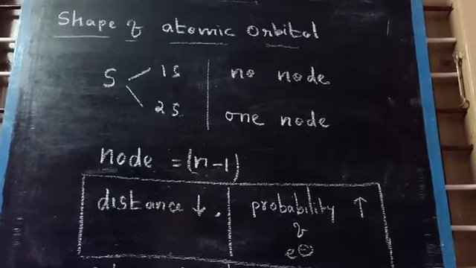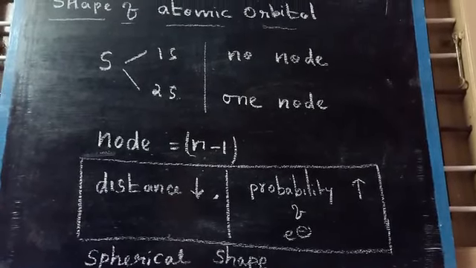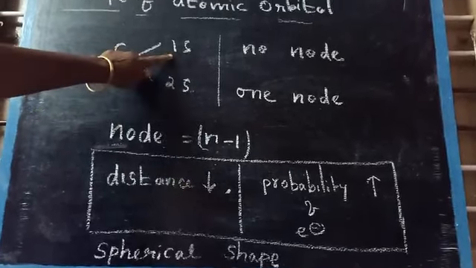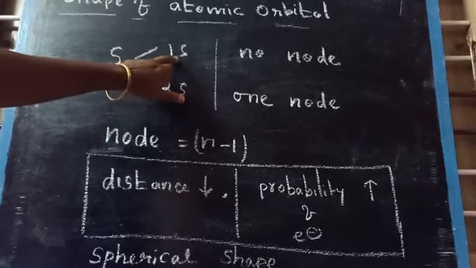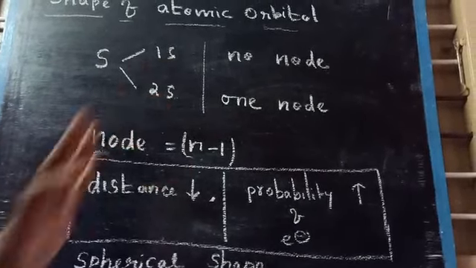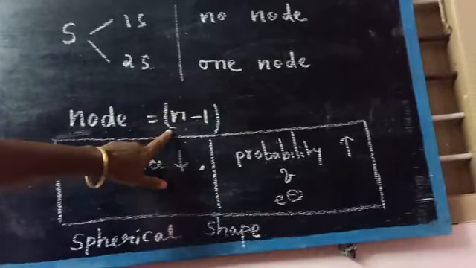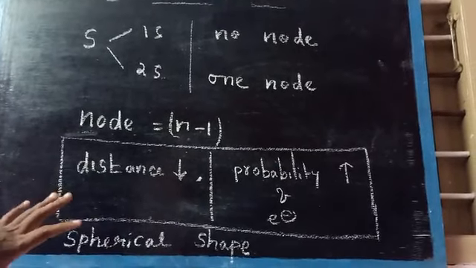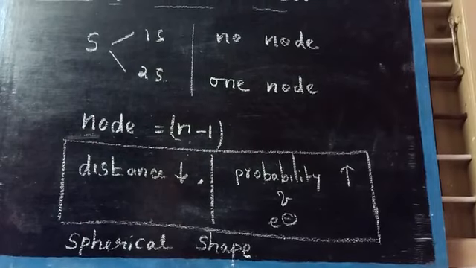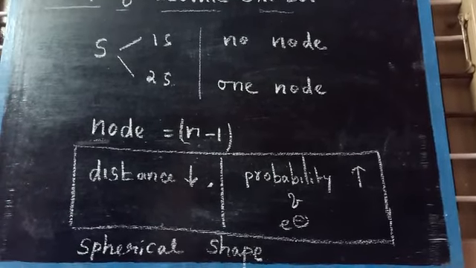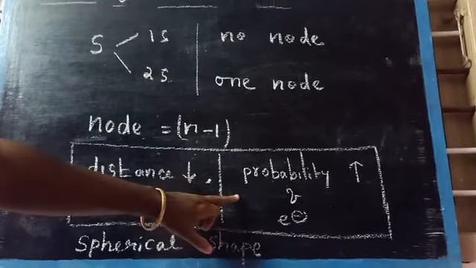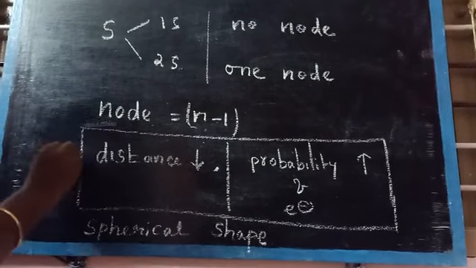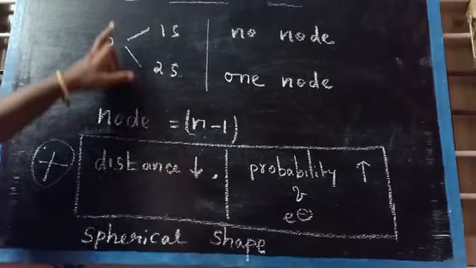Children, now we come to the end of the session. In this session we concentrated on the shape of orbitals, especially the s orbital. In the s orbital we talked about only 1s and 2s. The 1s orbital has no node; the 2s orbital has one node, calculated using the formula n−1. The main theme is that as the distance from the nucleus to the outermost electron decreases, the probability of finding the electron increases. This is the key point; keep it in your mind.